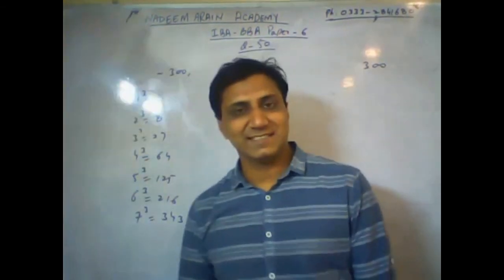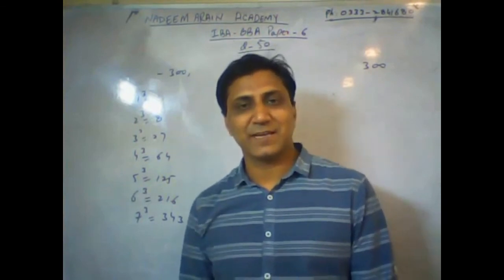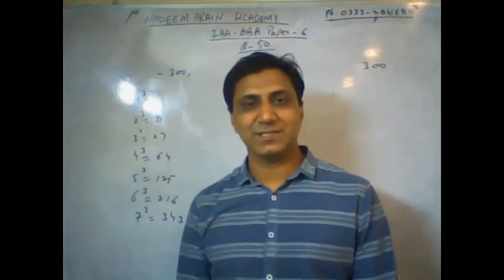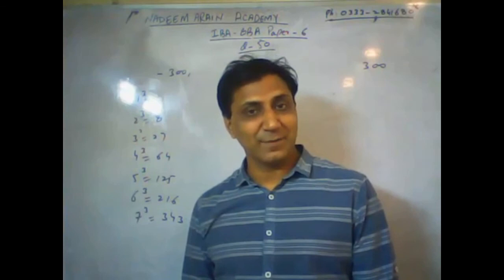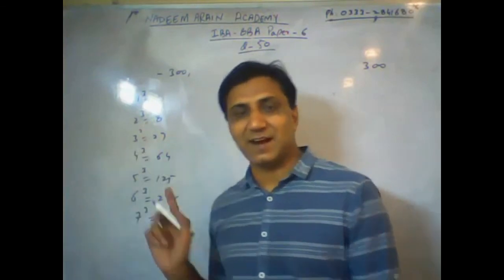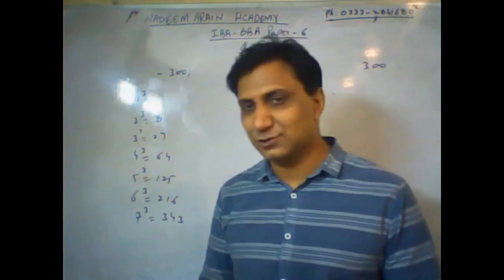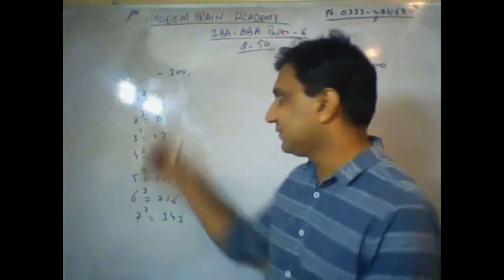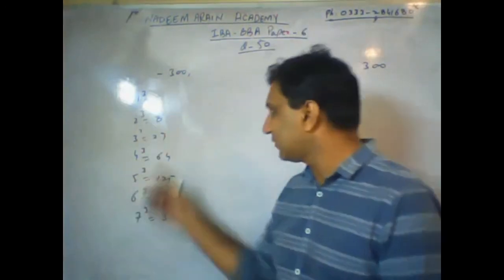Hello students, this is the last question from IBA past paper 6, question number 50. The question says how many numbers between minus 300 and 300 are cubes of any number? They should be perfect cubes.